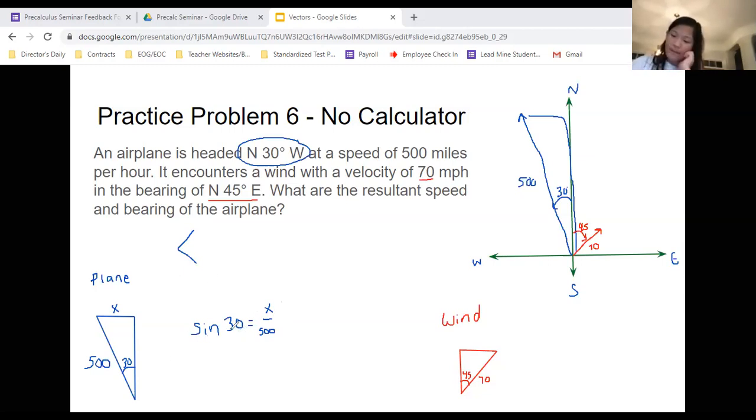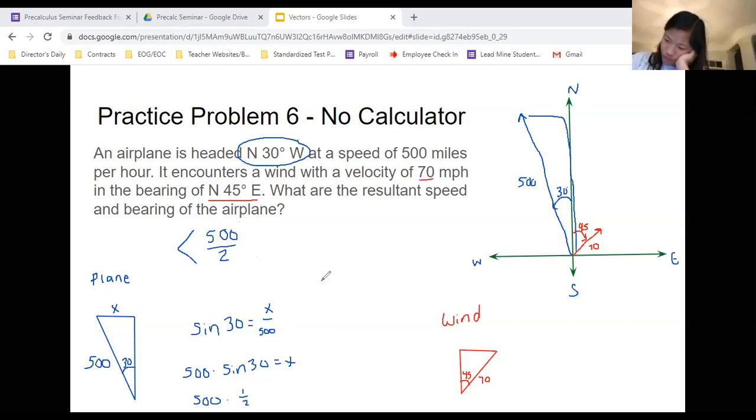So we know that the sine of 30 is 1/2. We can solve this. This is 500 times the sine of 30, which equals x, or 500 times 1/2. I know that's 250, but for a very specific reason, I'm going to leave this as 500 over 2. We'll see why I leave it in that form in a minute.